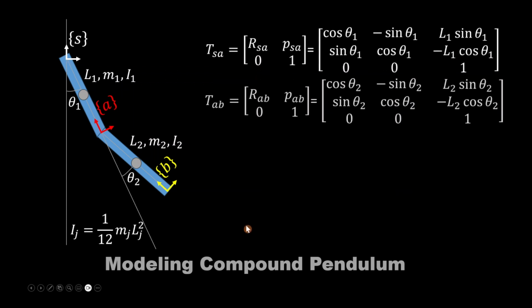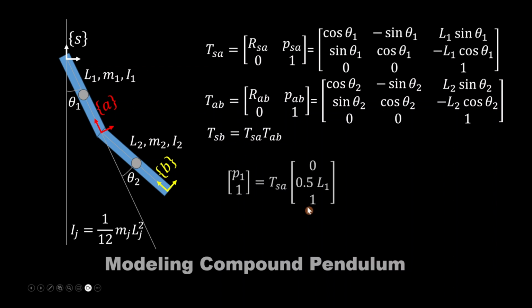Write down TSA, TAB. Notice these are identical to before. We have TSB as the exact same product. Now this is the difference. The center of mass of this first rod is located half a length up on the y-axis in terms of the A-frame. So we can write P1 as TSA times this vector going from A's origin up to this gray circle. And that, of course, is just 0.5 times the length of L1.